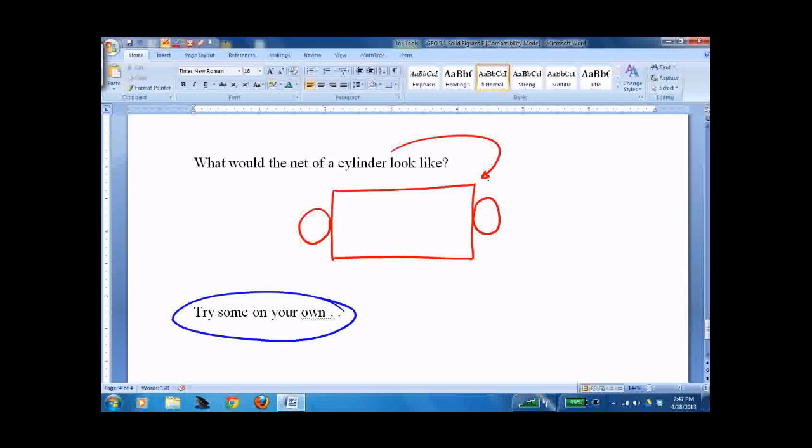So these are fun to play with, and they help you understand that we're looking at a surface area, not just some random shape, that they all have a flat surface that adds up to become their total surface area.